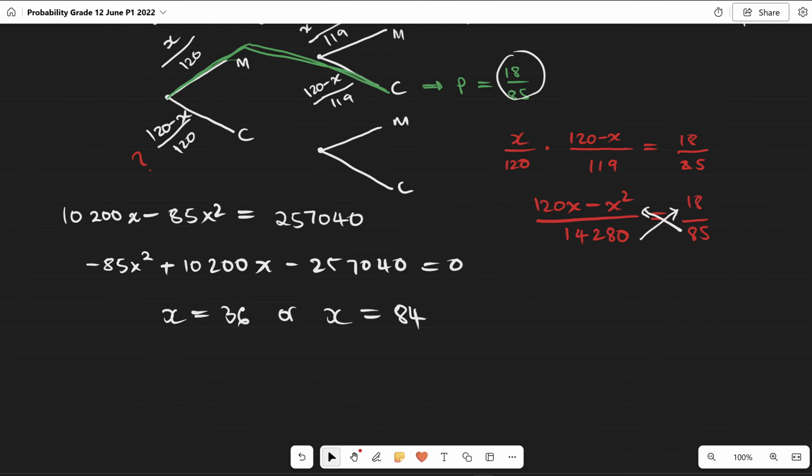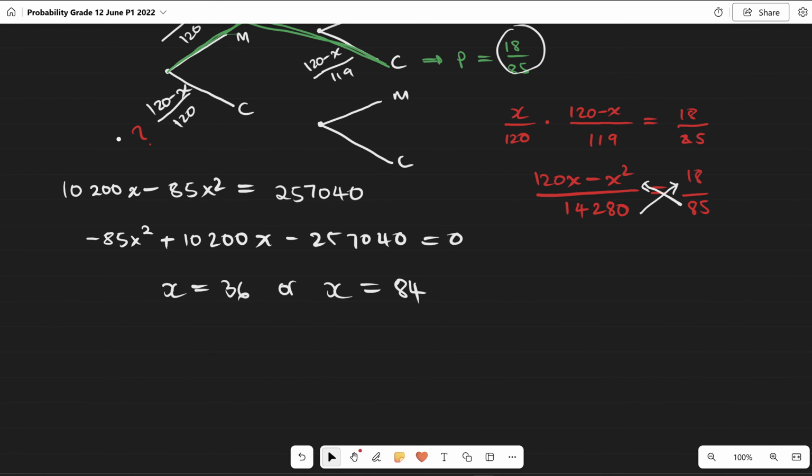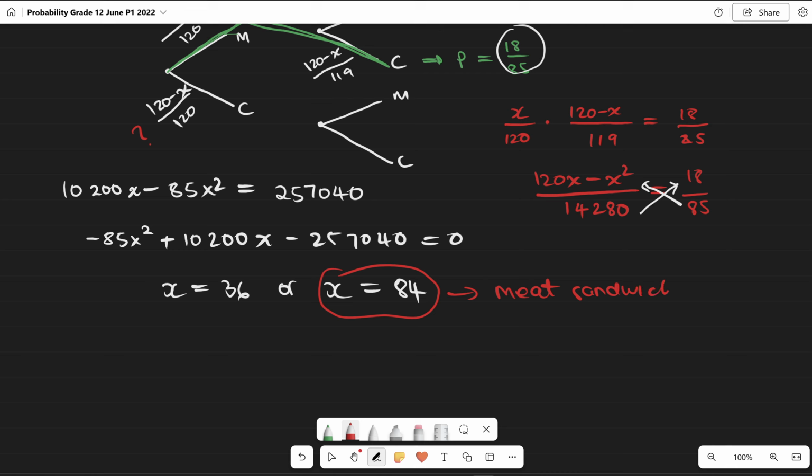Now remember, we were told that more passengers will choose a meat sandwich. That means the larger x, which is 84, would represent the people who choose the meat sandwich. So this is our x, and that is the x that we're going to use. We're not going to use this one.